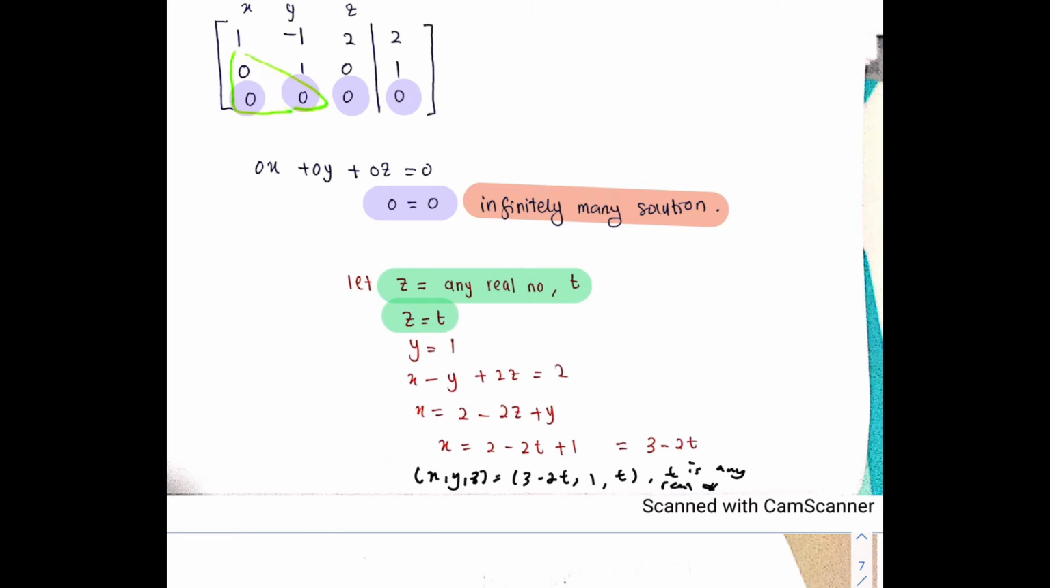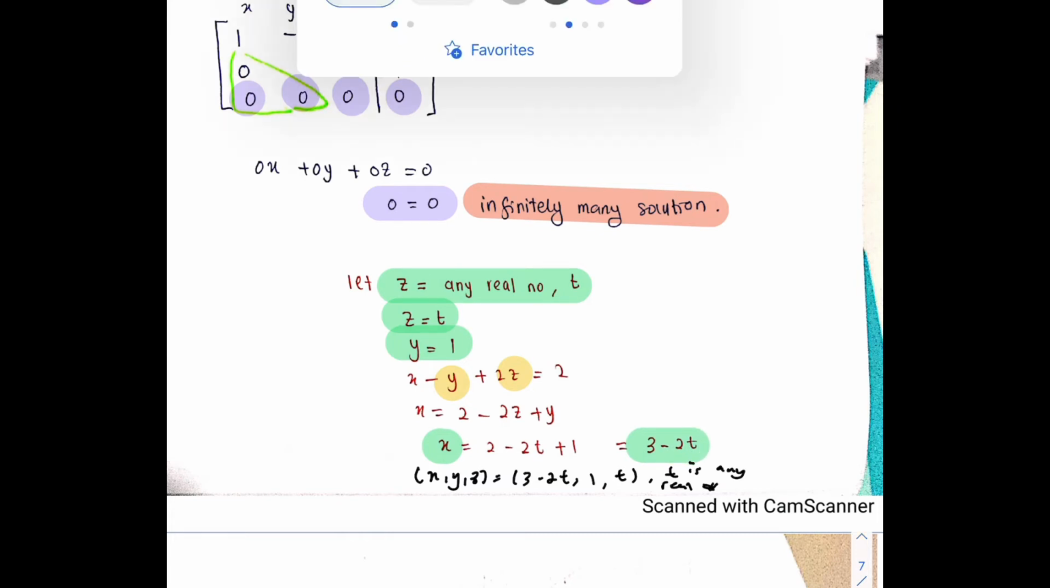Then let's read the answer for y. So y is equal to 1. So that's the answer for y. And then let's read the answer for x. x minus y plus 2z equal to 2. So let us substitute the value of y and the value of z that we already know. y is 1 and z is t. Therefore, we'll get the value of x. x is equal to 3 minus 2t.